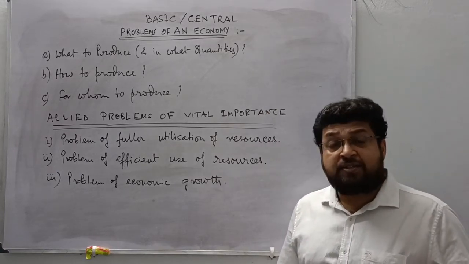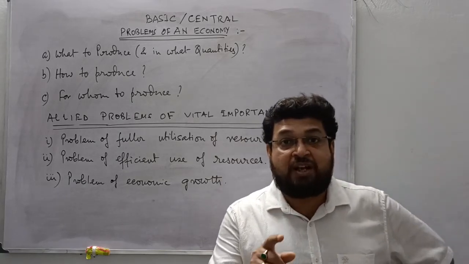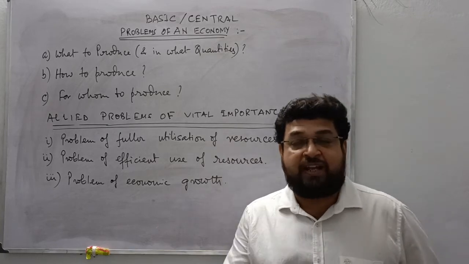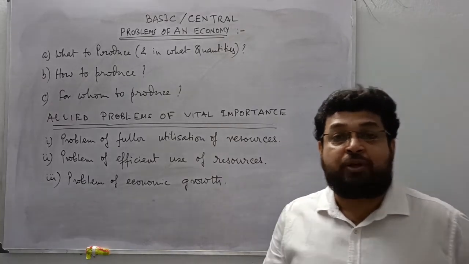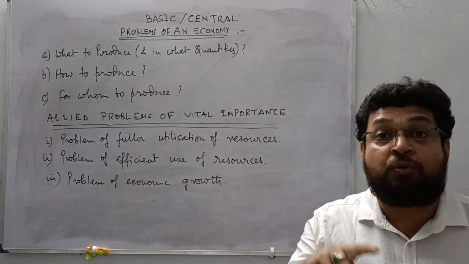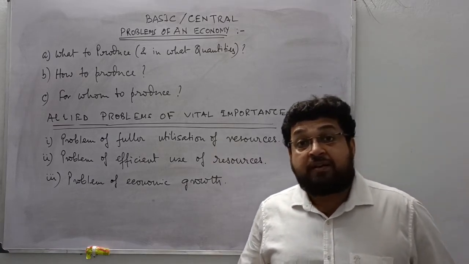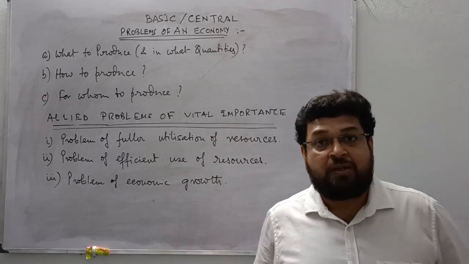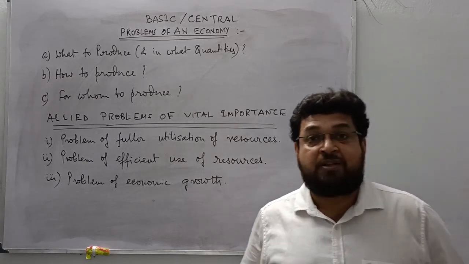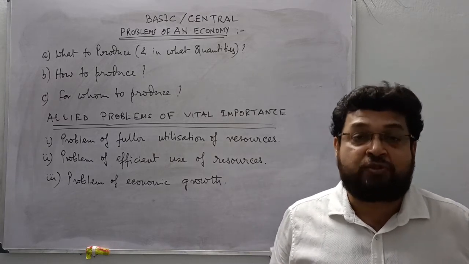Now, second is, once you have decided what to produce and in what quantities, how to produce. How to produce means here comes the choice. You have to choose the technology. Take certain products, say cotton cloth. Cotton cloth can be produced either by handlooms, which is labor intensive, more of labor and less of capital. Whereas if it is produced in power looms, then it is capital intensive, with more of capital and less of labor. So which technology to be used? That is the problem of choice.